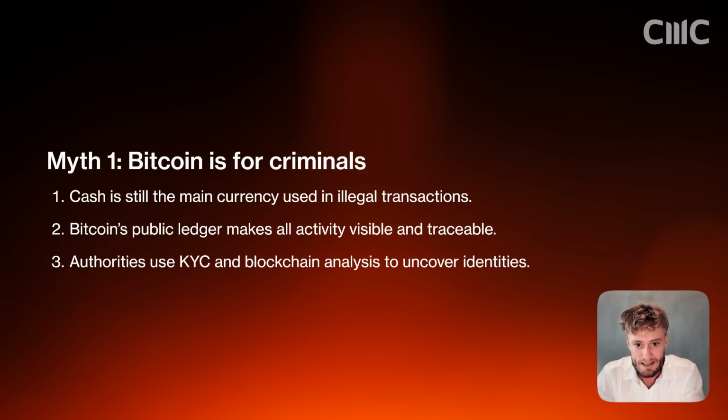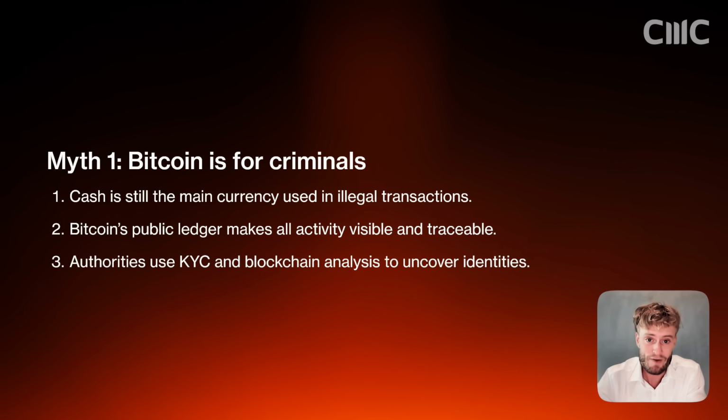The first myth is that Bitcoin is a haven for criminals. One of the most common myths is that Bitcoin is primarily used for criminal activity, like money laundering or illegal transactions. Now, it is true that some crime has occurred on the Bitcoin network, and it would be naive to say otherwise. But the idea that Bitcoin is a crime hub is extremely exaggerated.